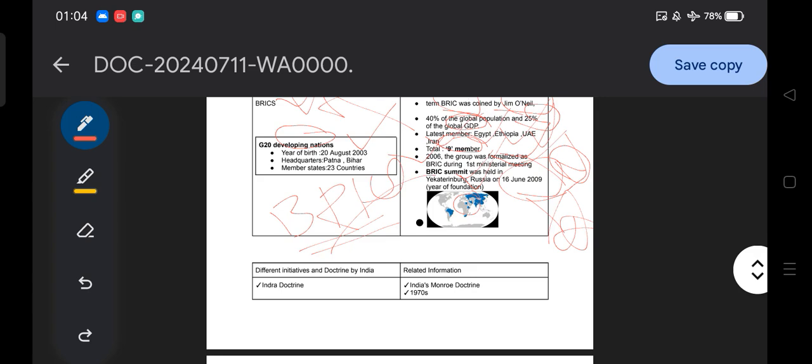The headquarters is in Patna, Bihar. The G21 has no headquarters, but the G20 developing nations' headquarters is in Patna, Bihar. There are 23 members in the G20 developing countries. Why is this important? Because it was asked in the latest Odisha Public Service Commission examination.